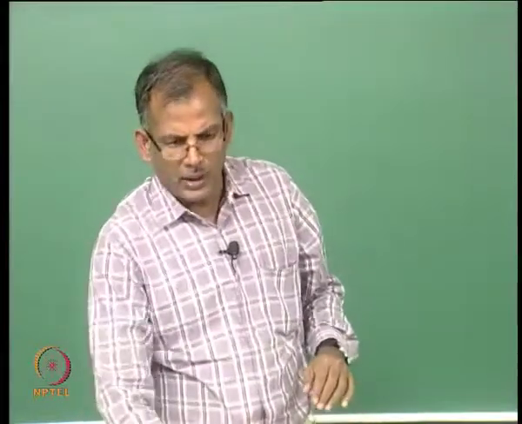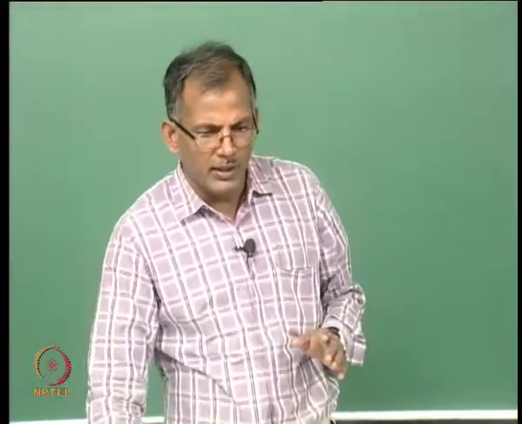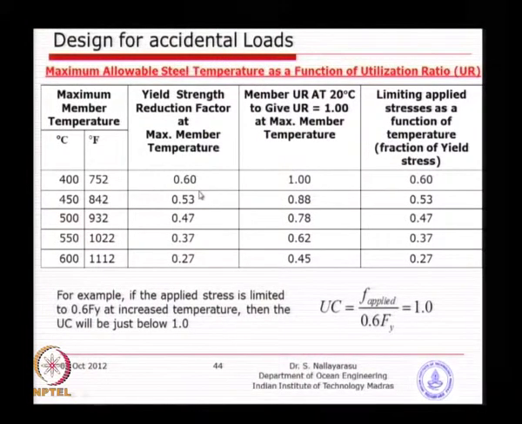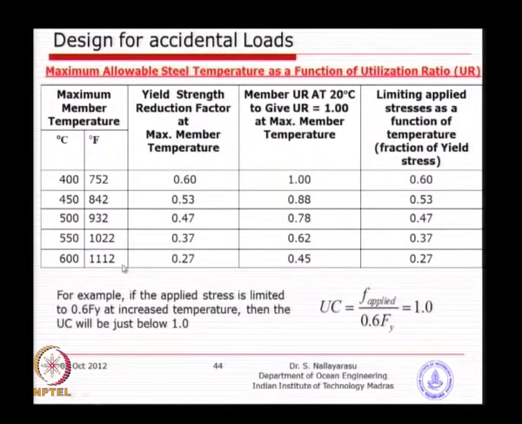So, today we are just going to continue the design against temperature. You see this table, you can see here the yield strength reduction factor, which I think I presented earlier also. For 0.2% strain, you can see the reduction factor is 0.6 for 400 degrees. So, just a summary of the reduction factors for various temperatures for 0.2%. You can see here from 0.6 it goes down to 0.27 when the temperature reaches 600 degrees.